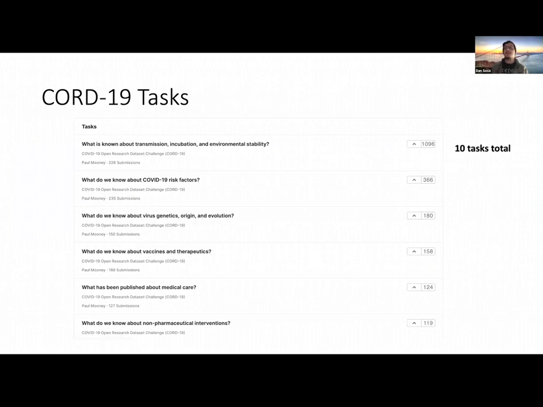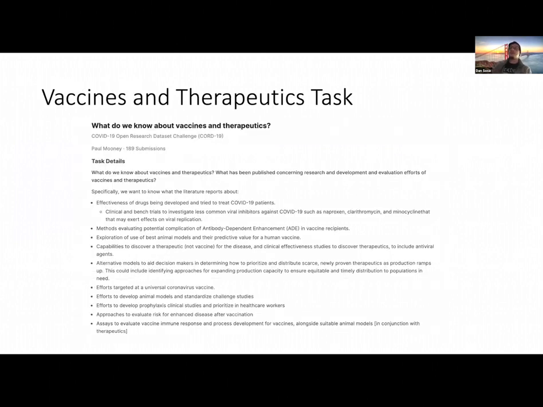So they have 10 core tasks, and the one that I was focusing on was what do we know about vaccines and therapeutics specifically? This is because I come from a computational pharmacology background, so this is very in line with some of my previous thinking and my previous experience. Even within each of these tasks, there are some subtasks, but the subtasks are also still pretty general. So things like, what's the effectiveness of different drugs being developed and tried to treat COVID-19 patients?